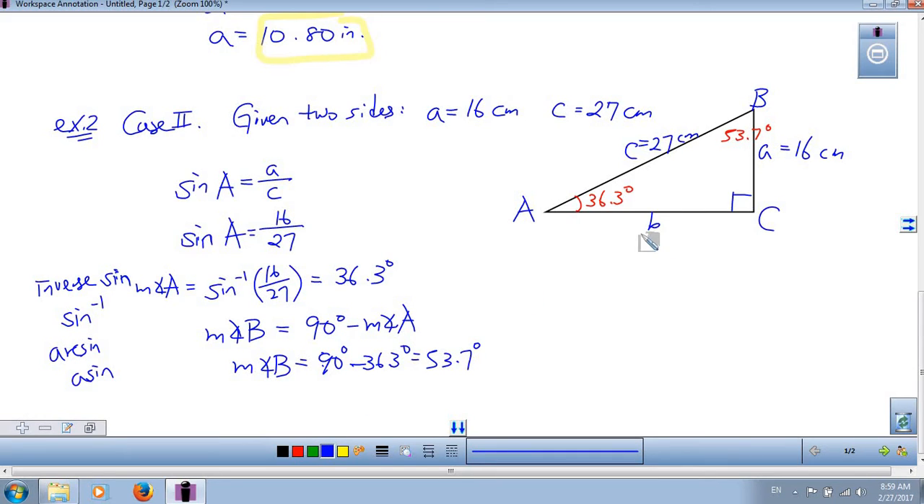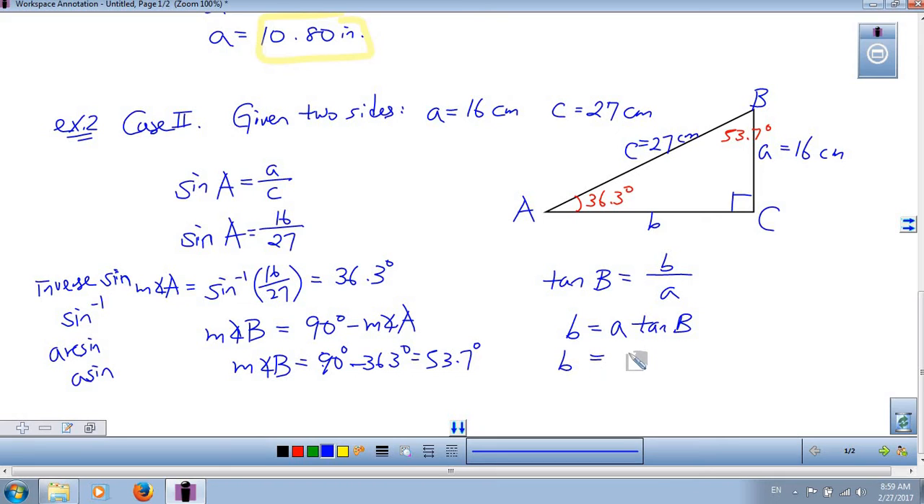Alright, then the last side, side B, is going to be very easily solved. We can use tangent of B. Tangent of angle B is equal to the opposite leg over the adjacent leg. I can use tangent or sine, either way. Tangent of angle B is going to be the opposite leg, which is side B, over the adjacent leg, which is side A. If I want to solve for B, multiply both sides by A, and it will be A times tangent of angle B.